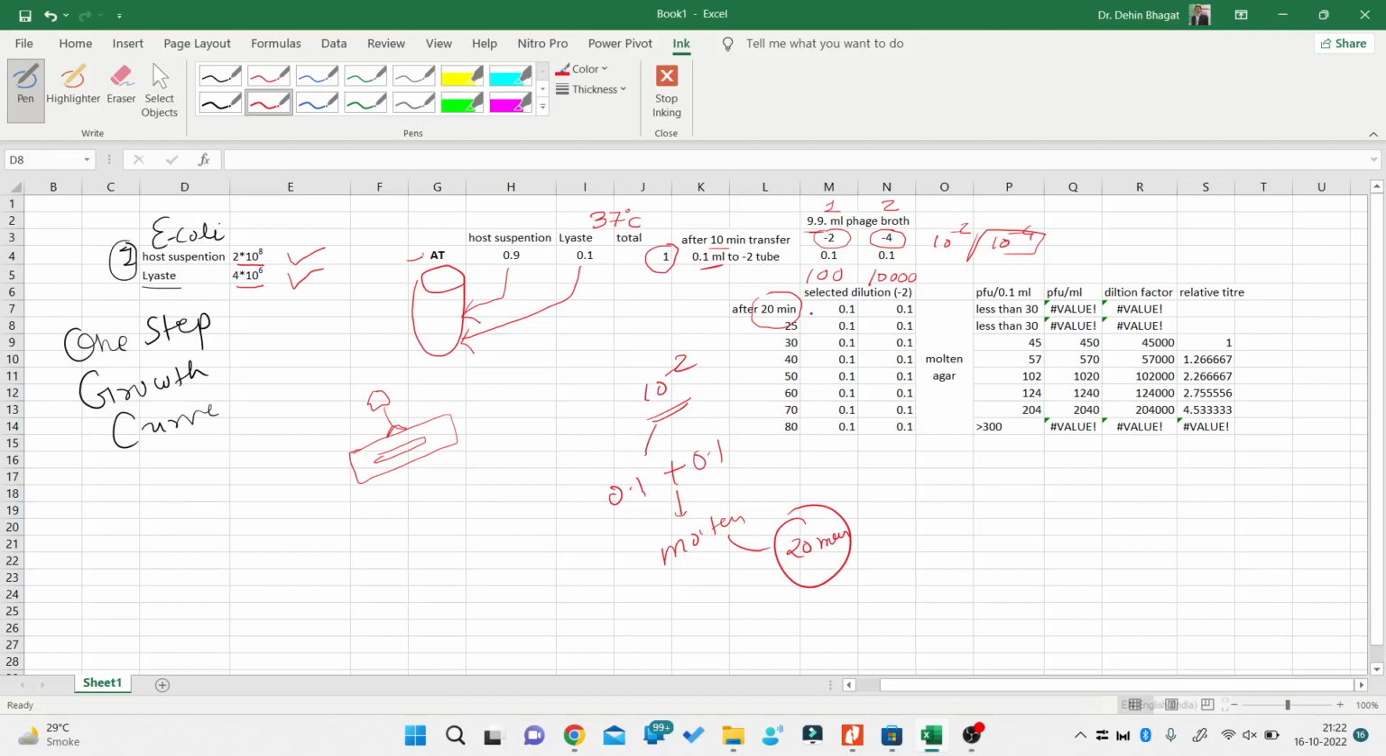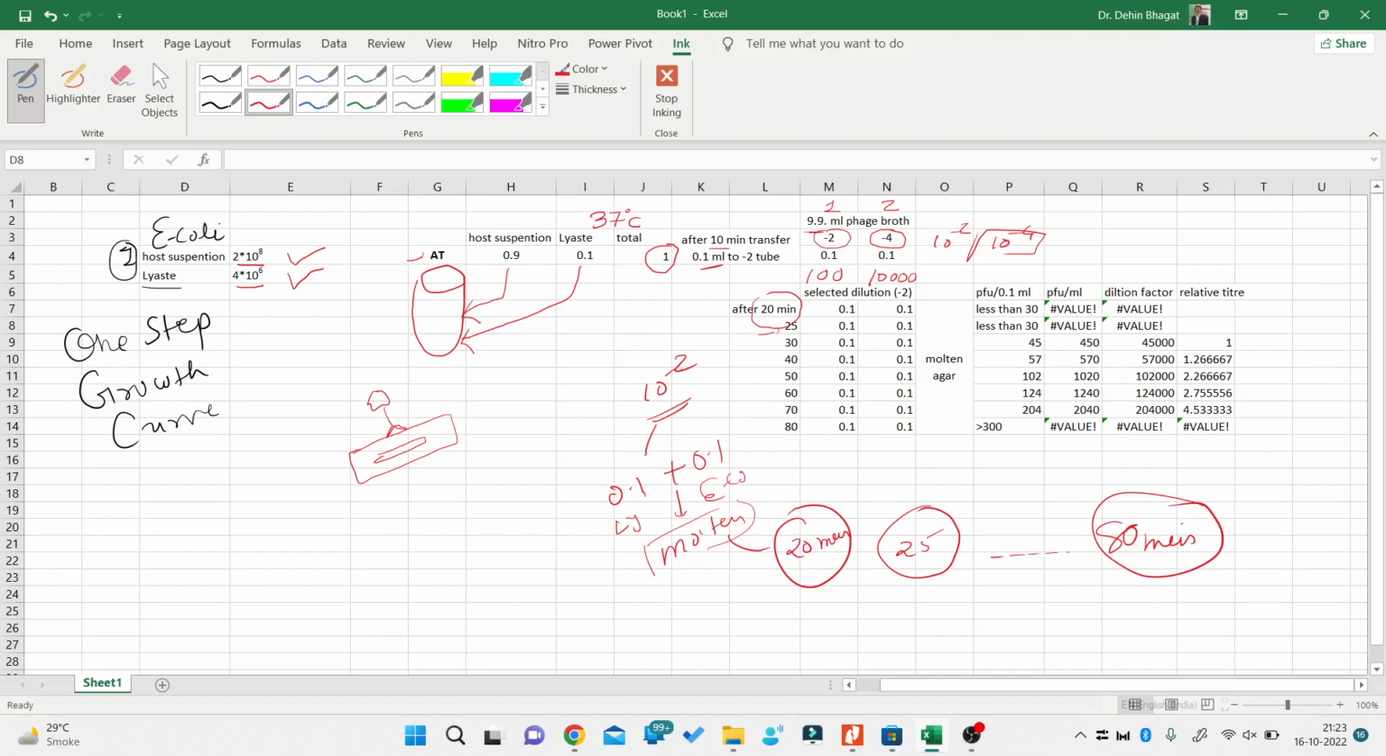Now wait for 5 more minutes, so it is now 25 minutes. After 25 minutes, again from that minus 2 dilution, take 0.1 ml of lysate and 0.1 ml of E. coli culture, add it into the molten agar and pour the plate. Label it as 25. The same thing you have to do up to 80 minutes, right? Then after completion of all this work, you have to incubate all the plates at 37 degrees Celsius for 24 hours, and the next day you observe the plaques, right?